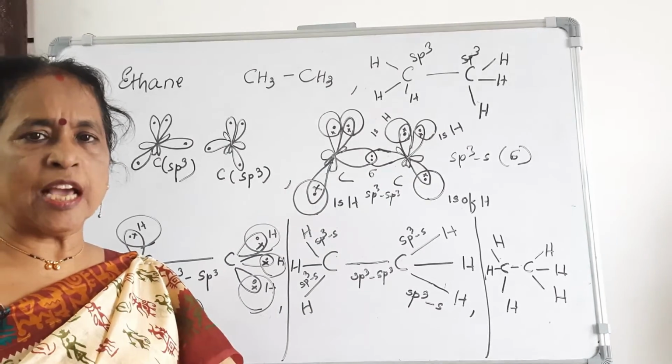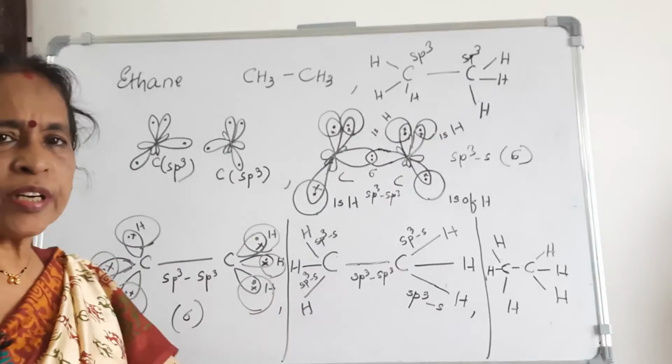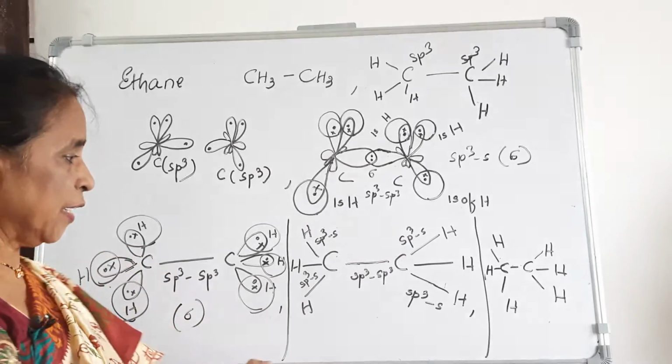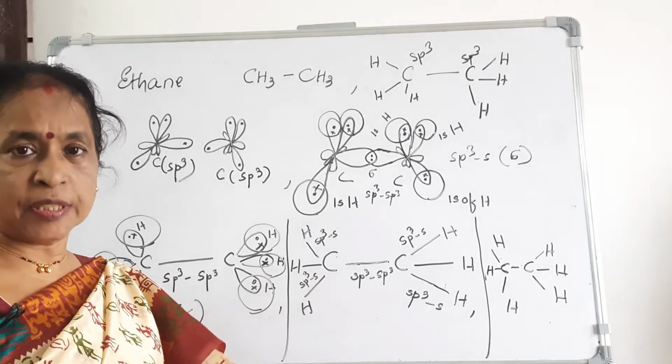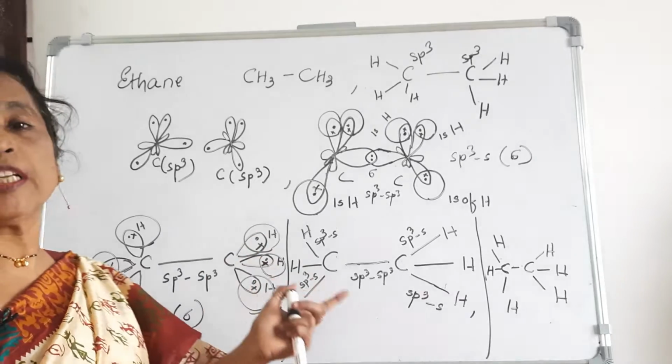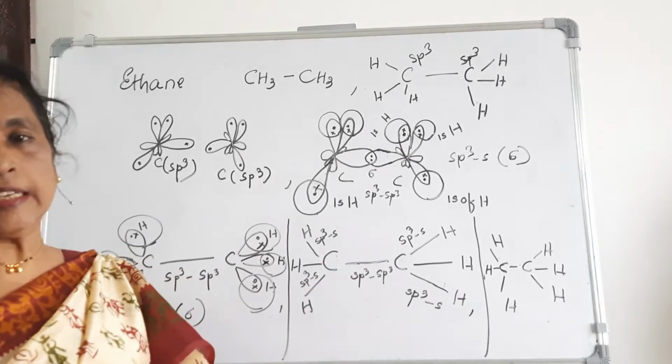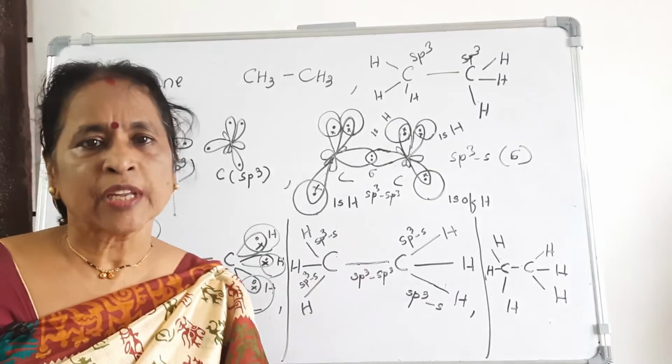In sp3 hybridization, there are 2 most important examples, one is methane, the other one is ethane. Both have sp3 hybridization.